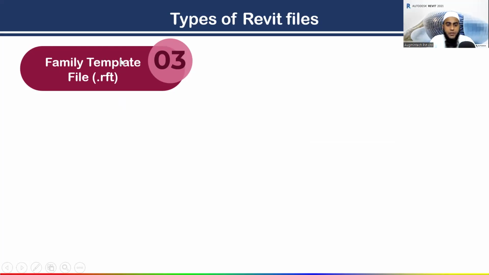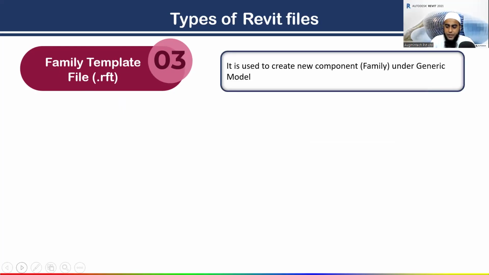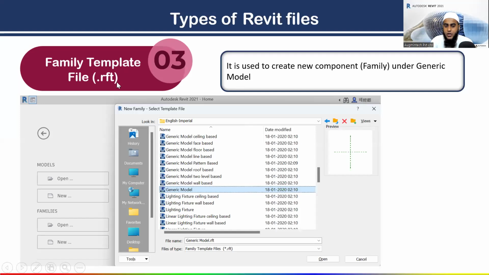So family template file means what? Try to understand, all of you here. Family template file is used to create a new component or family under generic model. Generally we use this family template file to create a new component. Suppose you want to create any component, any furniture layout or anything. So here we are using which file? Family template file, and its file extension name is .rft. Remember.